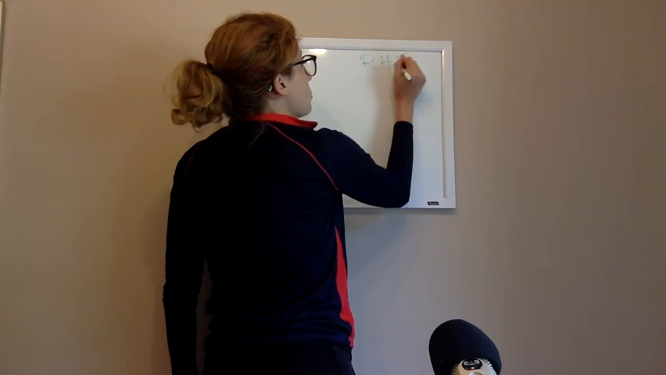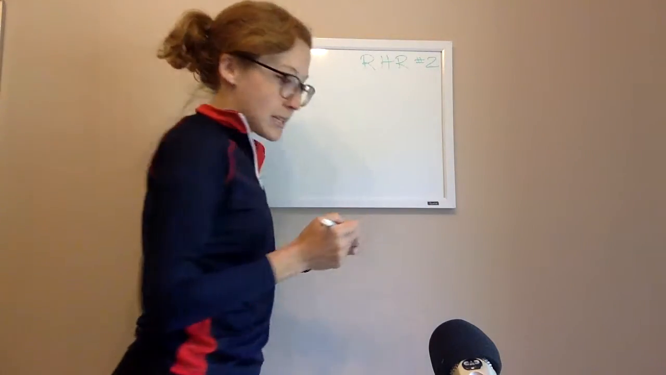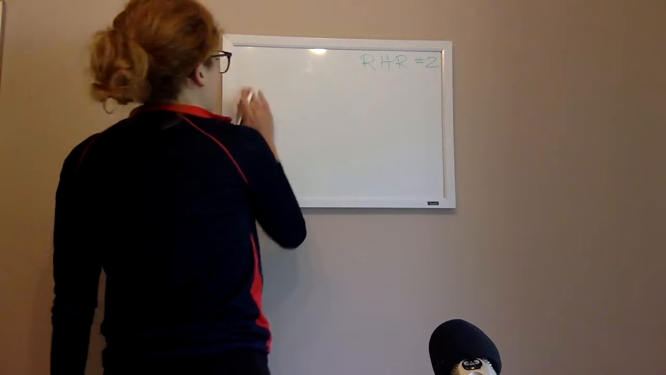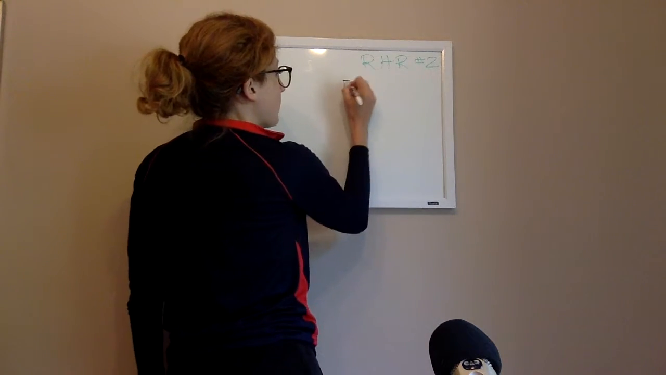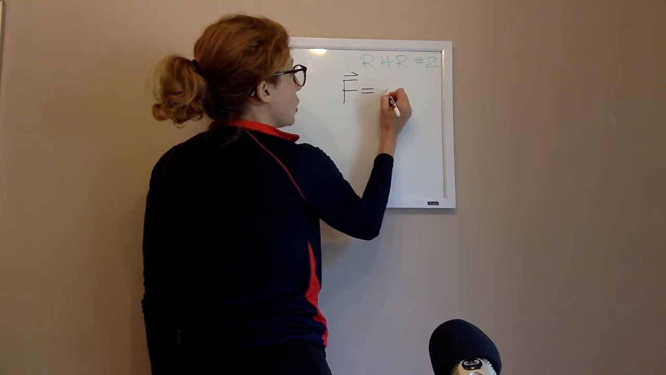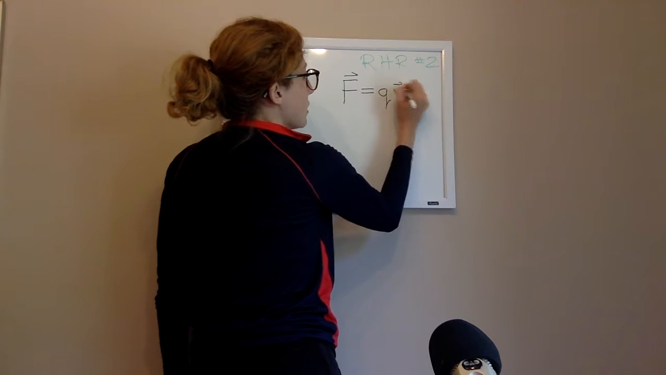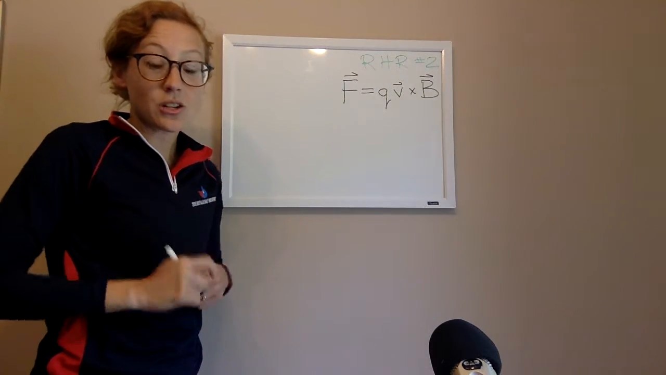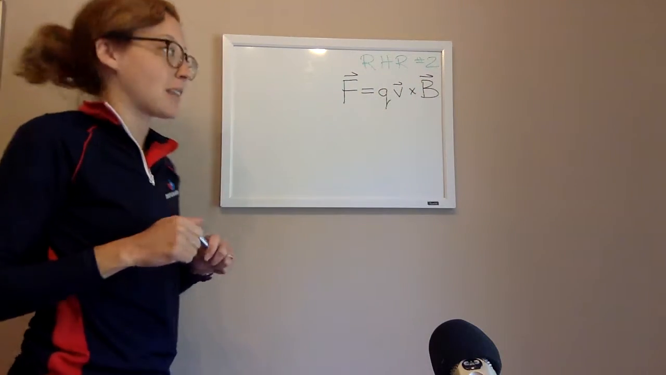So right-hand rule number two. For example, the one that you guys tend to see all the time is something like this: F equals QV cross B. So there's one of the equations that you see all the time crop up in the homework assignments, on test practices, and things like that.